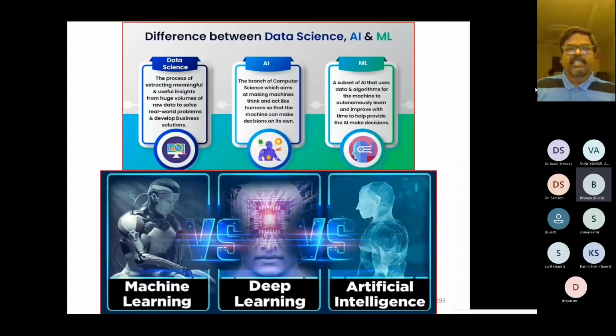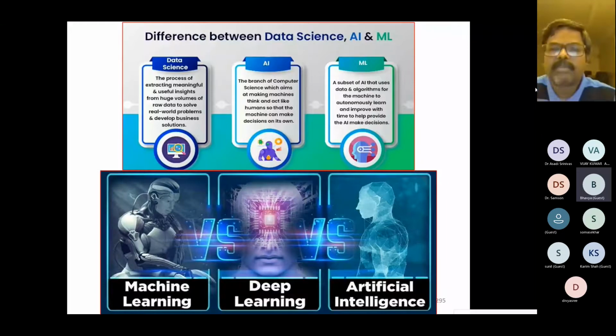So these are the differences between data science, AI and ML. Data science is nothing but the process of observing and extracting hidden patterns from a huge volume of data by applying various machine learning, statistical and scientific methods. That is called data science. Artificial intelligence is nothing but intelligent behavior in a machine: the science and engineering to make intelligent machines. Science is about knowing, engineering is about doing.